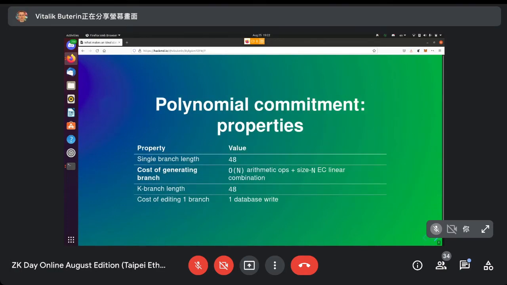So let's go through the properties, right? The length of a proof: it's not a tree anymore. It's just a polynomial commitment. The length of a single branch goes down to just 48 bytes. If they're BLS 12-381 points, they're 48 bytes long, and so a proof is just going to be 48. If you're going to prove k items, your proof size is also just 48, plus the data that you're proving, so 32 times n, but you only need this one extra witness, right?